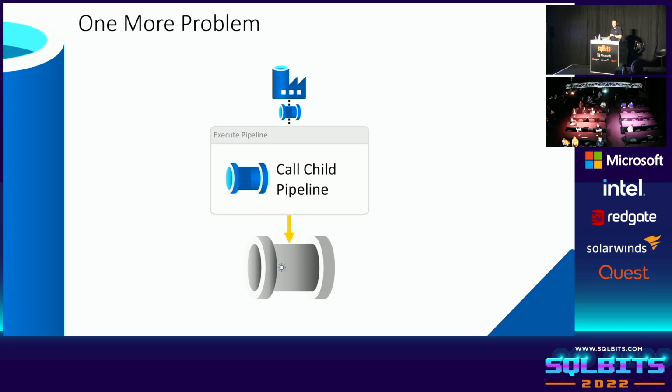And that one more problem, or that one more irritation, is that the call child pipeline or the execute pipeline activity within our Data Factory cannot be dynamic. So where I told you at the beginning that all these things can have lots of variables and parameters, sadly, not this one. It uses reference names internally to the resource, which means it has internal dependencies, which means that when you call a child pipeline, it cannot use an expression. So we have to work around that problem.